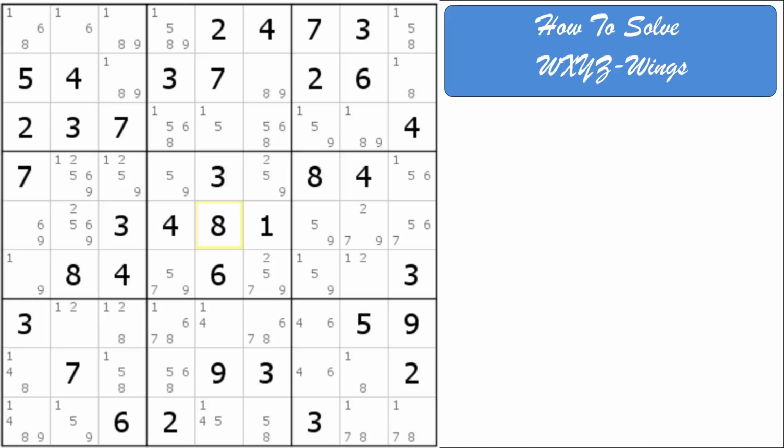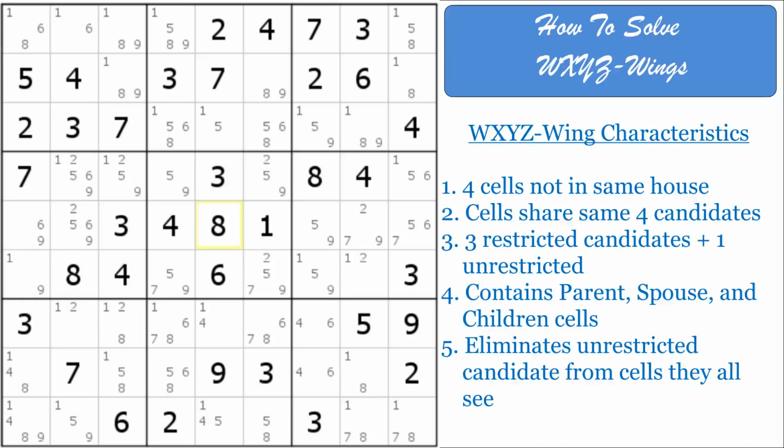All right, so what are the characteristics? First, it's exactly 4 cells. No argument there. Second, there's 4 candidates. No more than, well, not even more or less. It has to be 4 separate candidates. Now, the candidates don't have to all be in all 4 cells. It can be a mix. Usually it's 2 to 4 of each candidate.